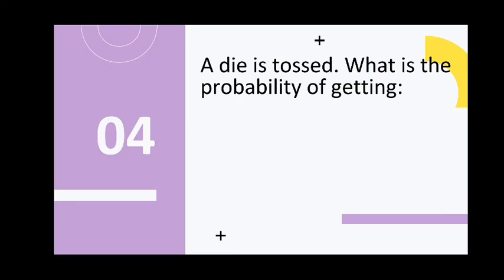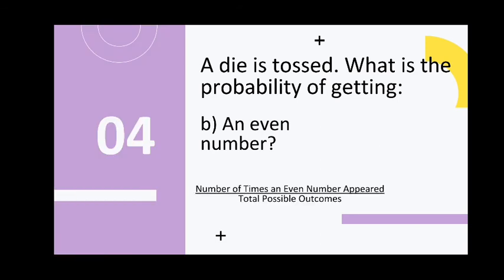Now, let's find the probability of getting an even number. So, ano nga ba ang even number? When we say even number, yun yung number na exactly divisible by 2. So, kapag dinivide natin siya by 2, walang remainder. We're going to use this. Number of times an even number appeared over the total possible outcomes.